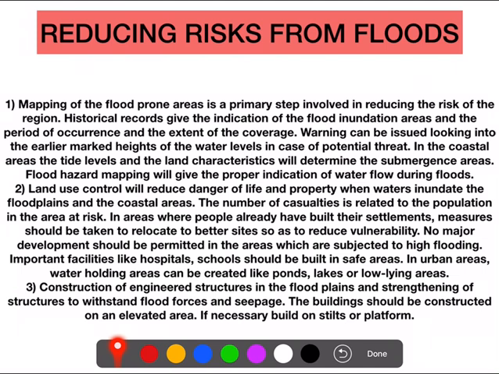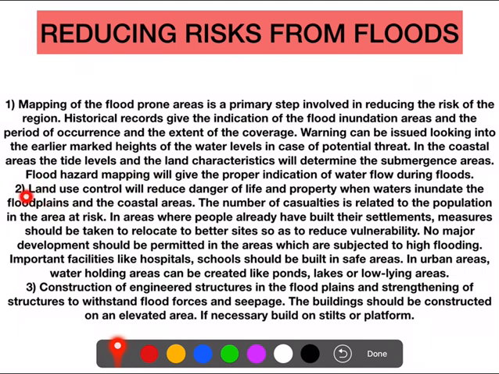Second is your land use control. Land use control will reduce the danger to life and property when waters inundate floodplains. If you are constructing your houses or your croplands near an area which is already flood prone, you will suffer from that. Since the area is flood prone, and you are again constructing your houses and cultivating in those lands, then at some point down the line you will suffer from flood. So that is why land use planning must be there.